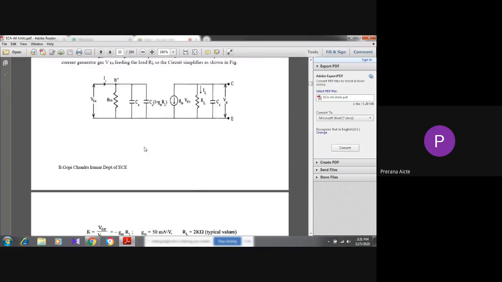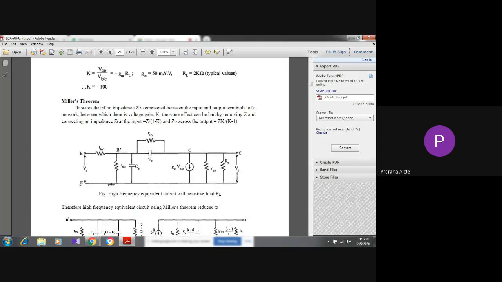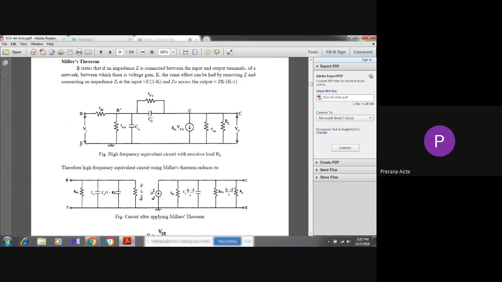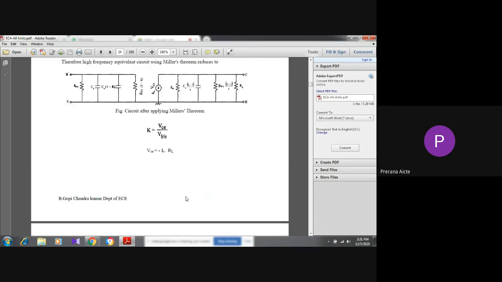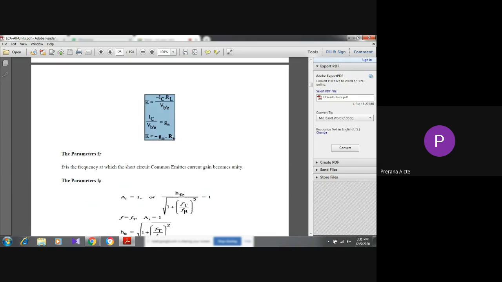Next, Miller's theorem. Miller's theorem means if any impedance is connected between input and output, then only we can use Miller's theorem. Here the impedances Rb'c and Cc are connected at the feedback section. That's why I could modify the figure like this. This is the modification of the figure using Miller's theorem, and this K means gain. So K is nothing but gain. The formula is minus Gm into RL.